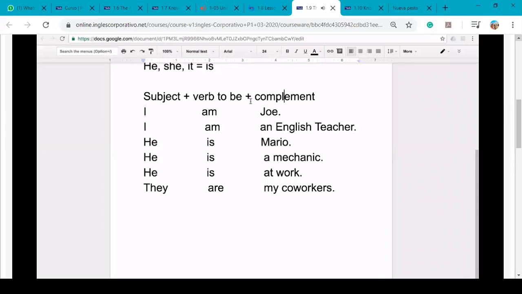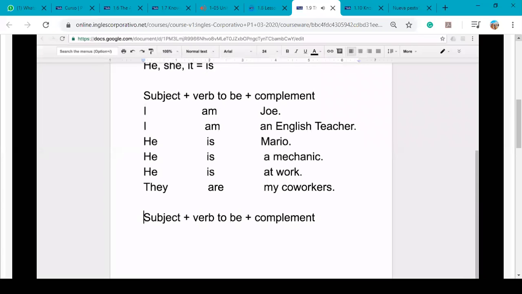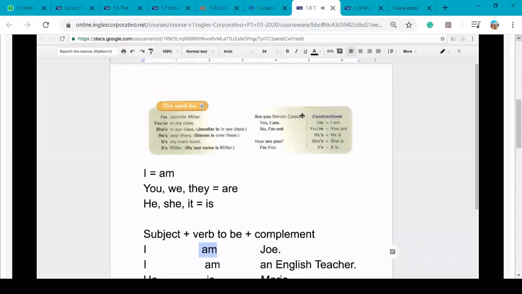What we're going to do next is follow something very similar, with the exception that we're going to form questions. So I'm going to copy this formula that I showed you, and I'm going to paste it here, because I want you to see the relation between the two. What we're going to do essentially is move this verb to be before the pronoun. Okay, so we're going to move this verb to be before the pronoun, and that's how you form questions. So look at the example. Are you Steven Carson? We move the verb to be before the pronoun you.